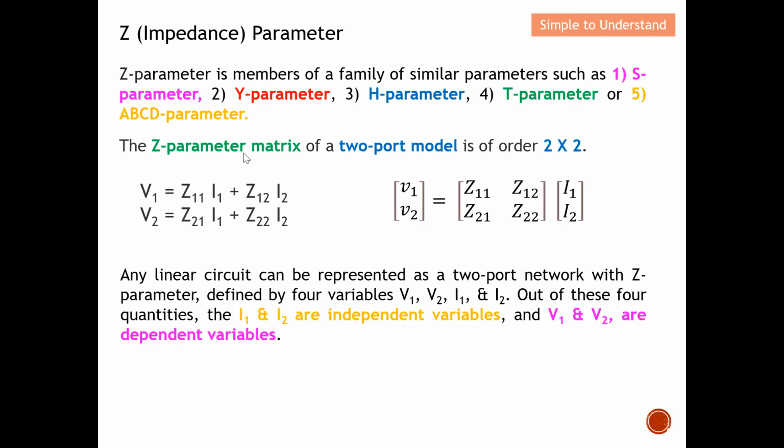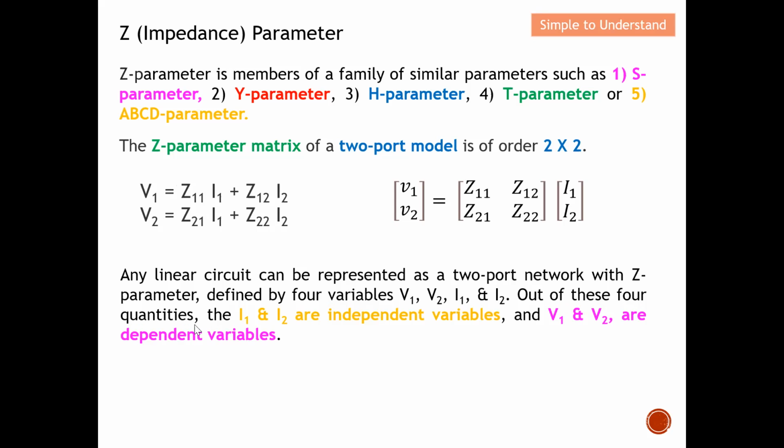The Z parameters matrix of a two-port model is of order 2 times 2. So when we have two ports, the matrix is 2 by 2, as you can see from here. Any linear circuit can be represented as a two-port network with Z parameters defined by 4 variables: V1, V2, I1, and I2. You can see over here, these are all the Z parameters. They are defined by 4 variables: V1, V2, I1, and I2.